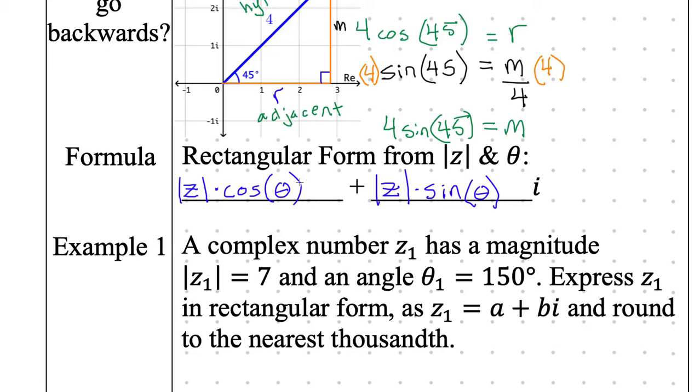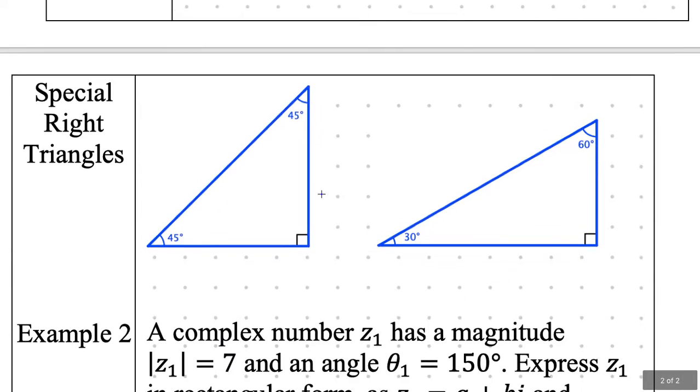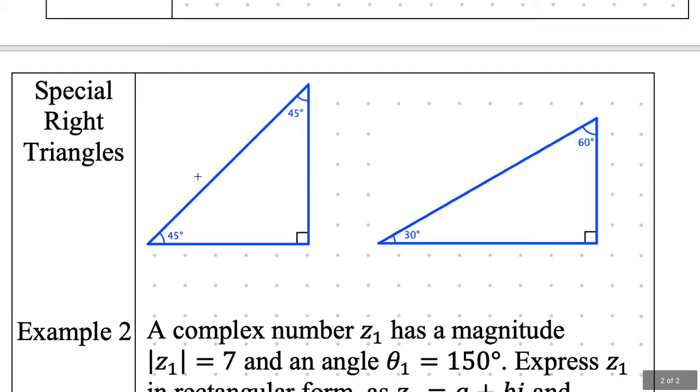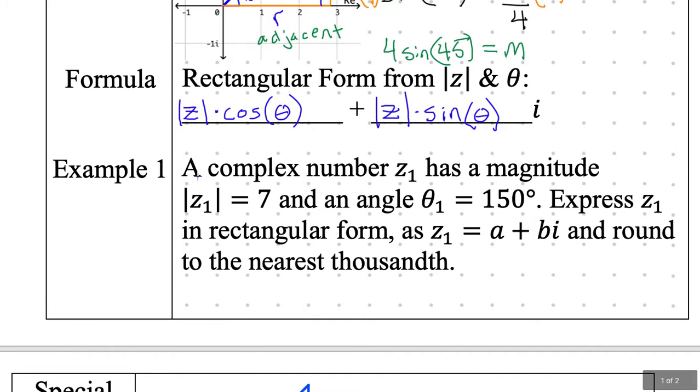We have 3 formulas. If you just use this formula, you don't even have to do anything special like, oh, I need to add 180 degrees. No, it's a formula, done. And then there is one extra special thing, I guess, which is this, special right triangles. We're going to be adding that on top of it. But before we do that, let's do example 1 where it's just a simple plug and chug question.